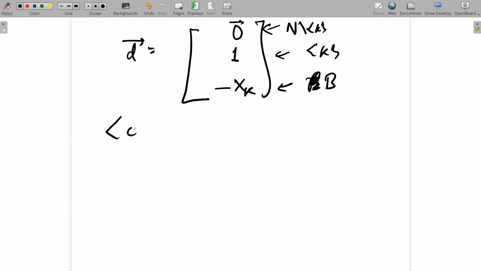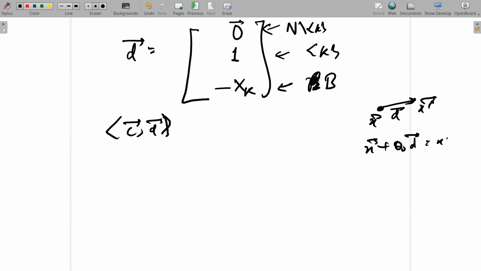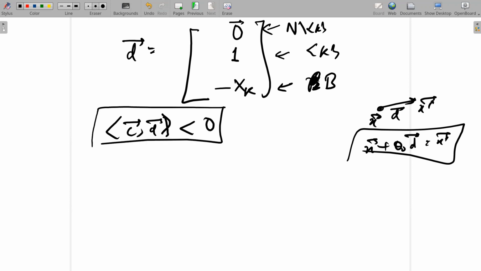And note that c dot d. So what is c dot d? d is the direction in which you are moving. You're starting with x, here was your x prime, and this is the direction d in which you're moving. So x plus theta naught times d is precisely x prime. What can you say about c dot d? You're trying to move to a lower cost, right? That's the whole point of this simplex algorithm. When you're moving from one basic feasible solution to another, this c dot d must be strictly negative, because in that direction the cost has to decrease.